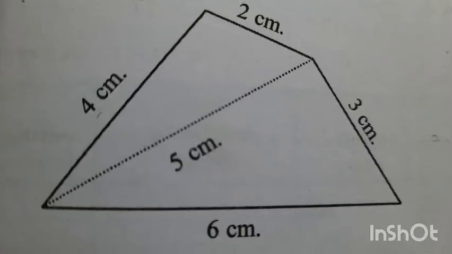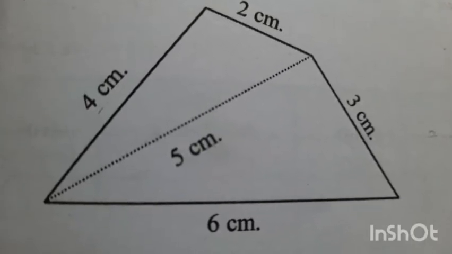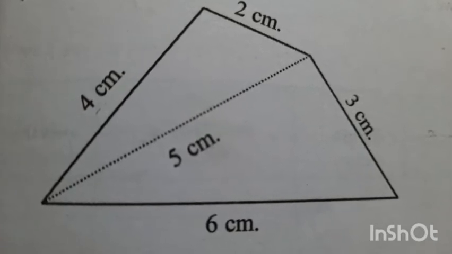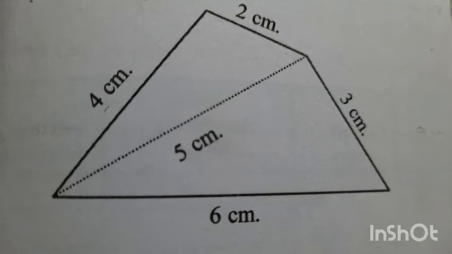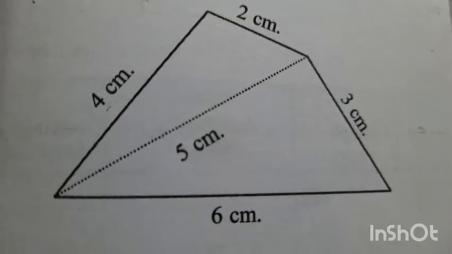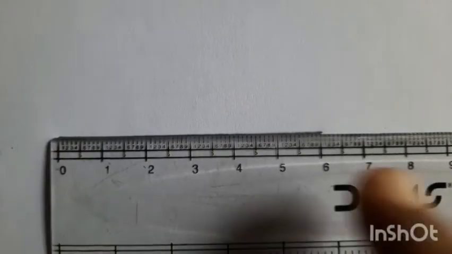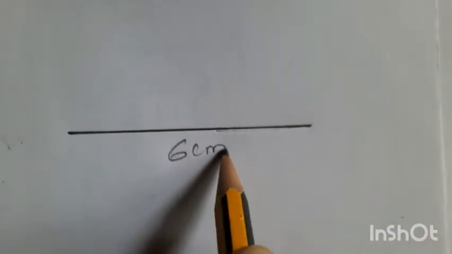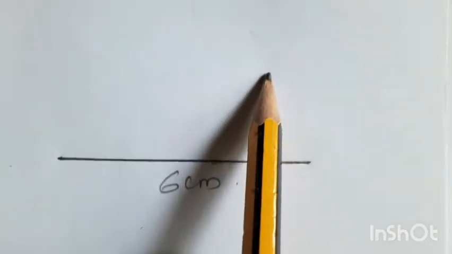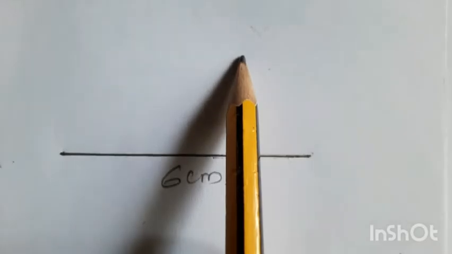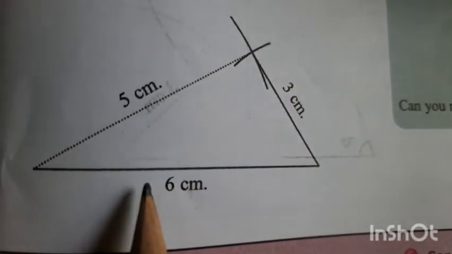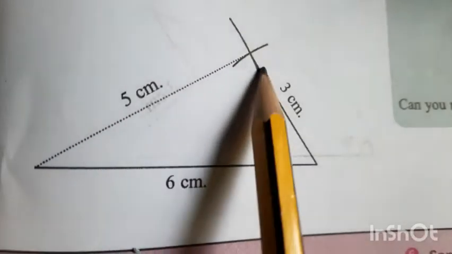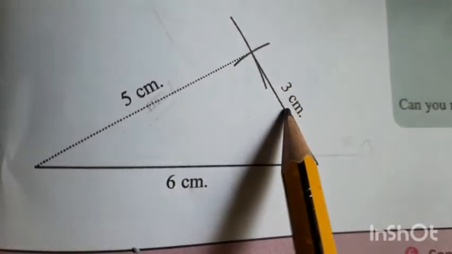Draw the next quadrilateral. Instead of 4 sides and 1 angle, 4 sides and a diagonal are given. So a 5 centimeter diagonal is mentioned here. You should draw the quadrilateral. Draw a 6 centimeter line first. Then from this corner draw a 5 centimeter arc, and from here draw the 3 centimeter arc. After drawing, you get a triangle like this.